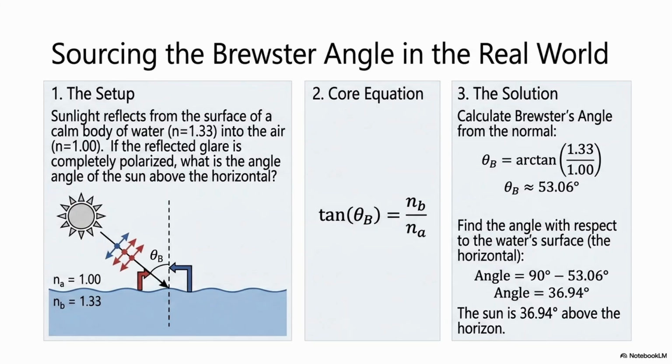And from there, the math is simple. If the angle from the vertical is 53.06, you subtract that from 90 to find the angle with respect to the water's flat surface. Which is 36.94 degrees, meaning just by observing polarized glare on a random puddle, we can mathematically prove the sun is sitting precisely 36.94 degrees above the horizon.